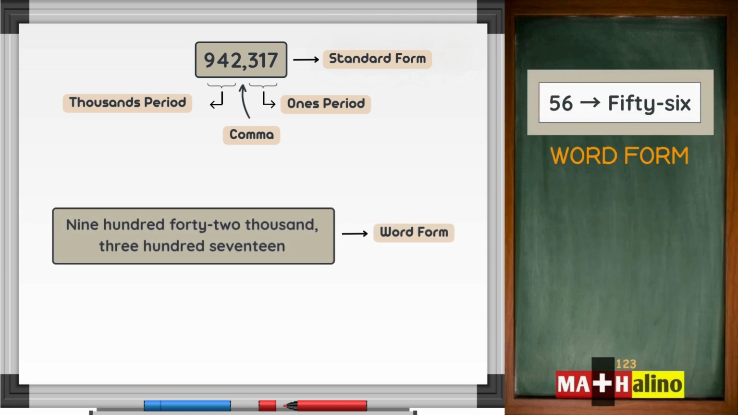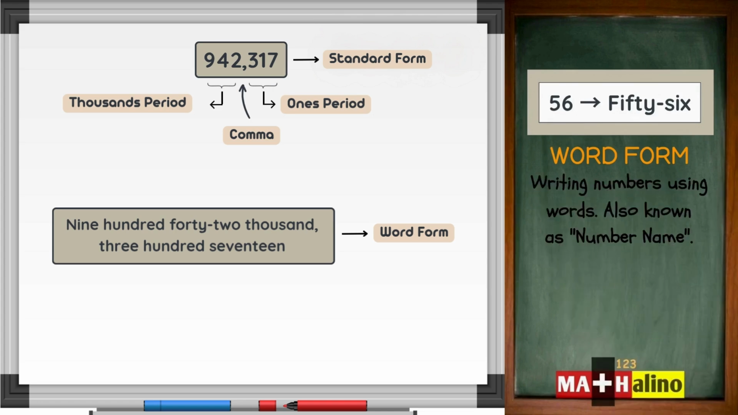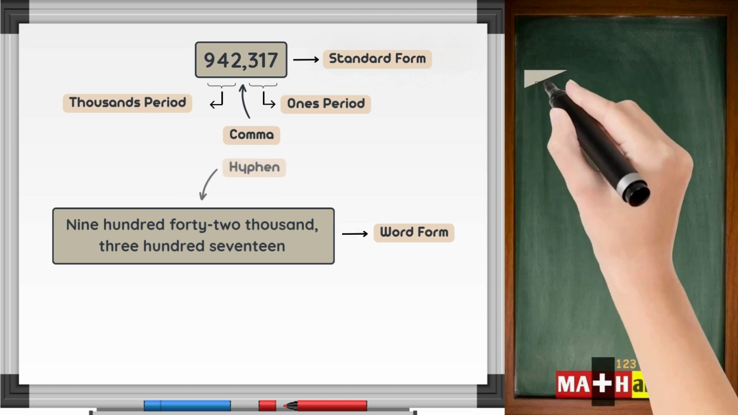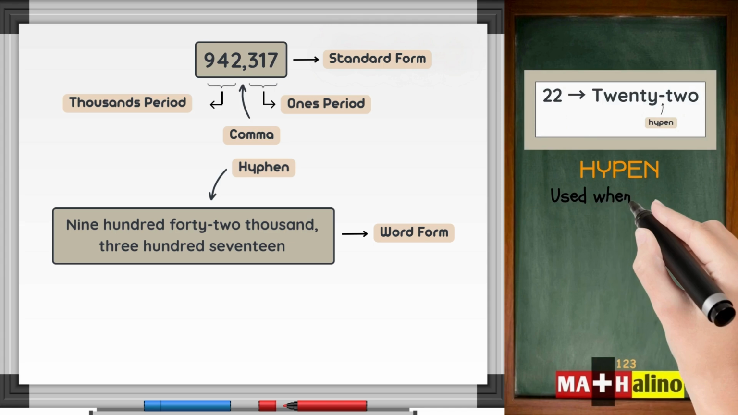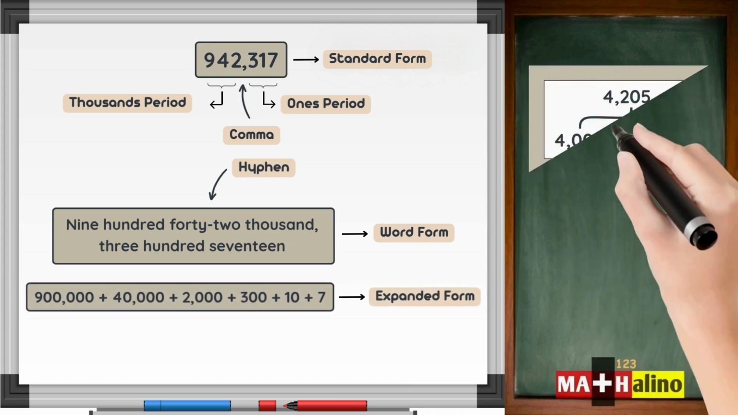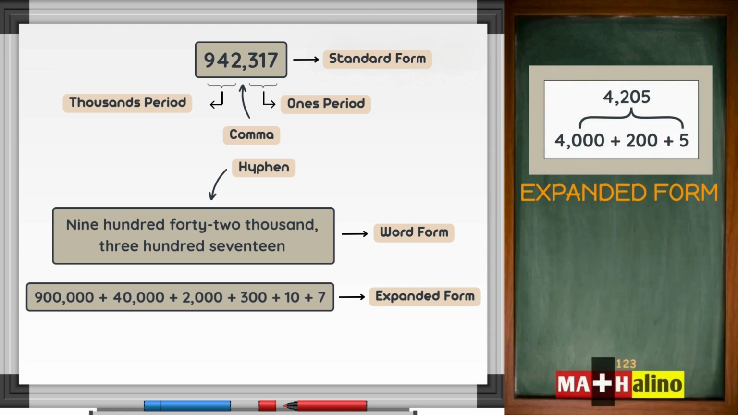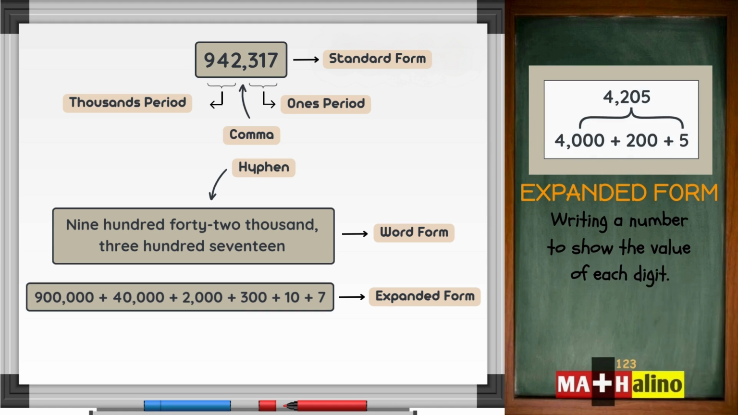Word form. Writing numbers using words, also known as number name. Hyphen. Used when writing number words 21 to 99. Expanded form. Writing a number to show the value of each digit.